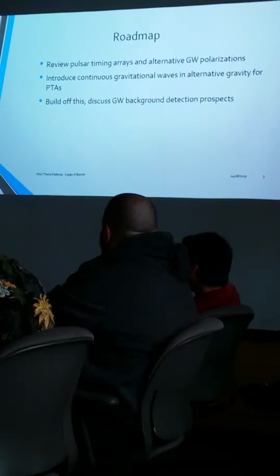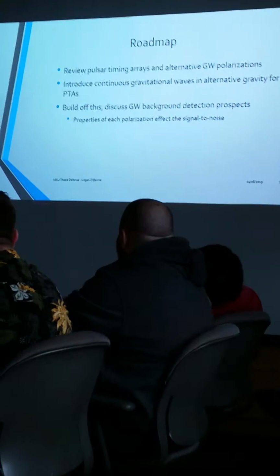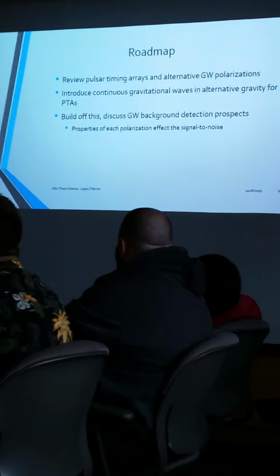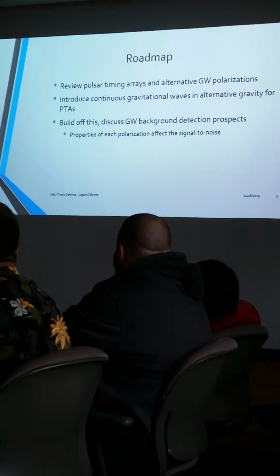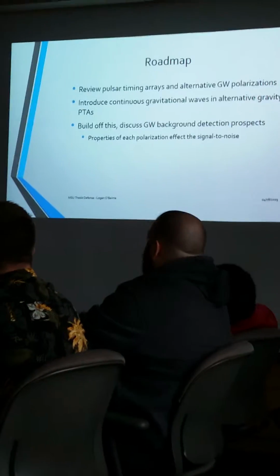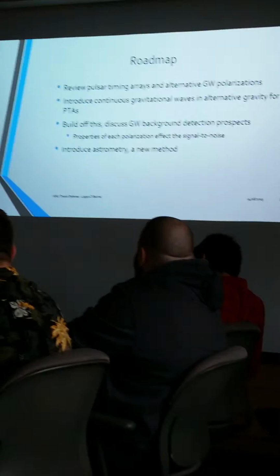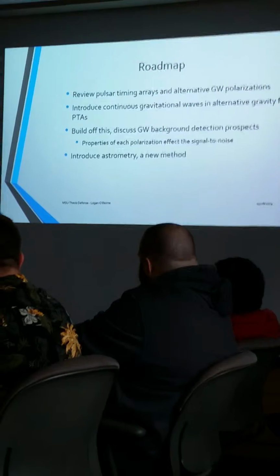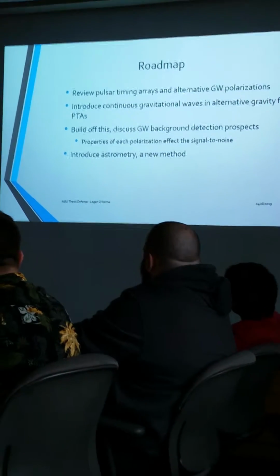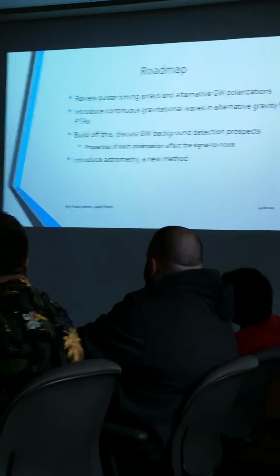And we find that for some of the alternative polarizations in this case, for this source, the geometric properties of each polarization affect the signal-to-noise ratio, and that makes it significantly harder to detect some of these alternative polarizations in this context. And then I'll briefly introduce astrometry and make some analogies about what makes it similar to pulsar timing and how some of our discoveries were reinforced with this particular new method.